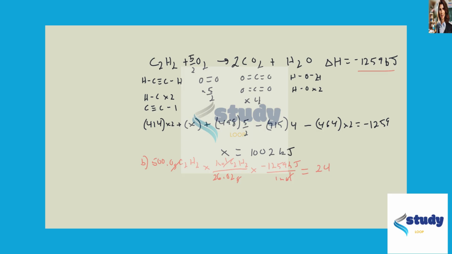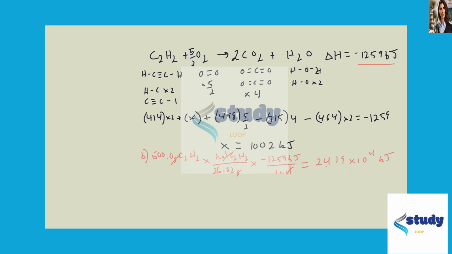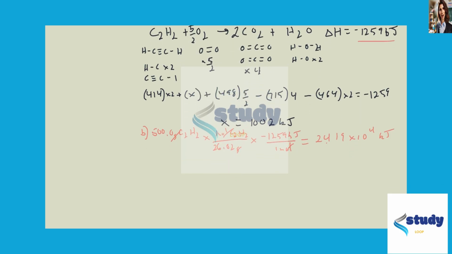And when I do that, my grams cancel out, my moles cancel out, leaving me with kilojoules. And that is going to equal 24,000, or how about scientific notation, 2.419 times 10 to the fourth kilojoules. All right, there's B. All right, on to C.